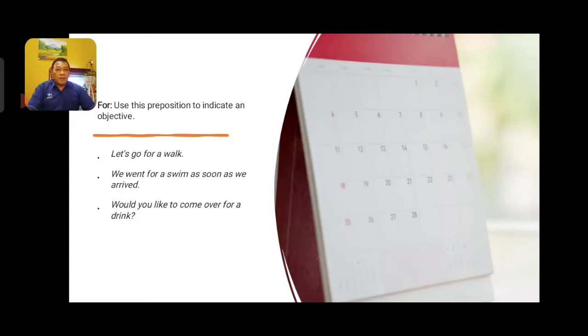Let's talk about the preposition for. We use the preposition for when we want to indicate an objective. For example, let's go for a walk. We went for a swim as soon as we arrived. Would you like to come over for a drink? So we use the preposition for because we intend to convey the objective. For a walk, for a swim, and for a drink.